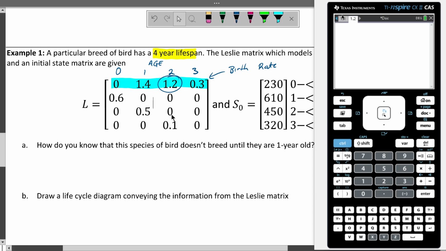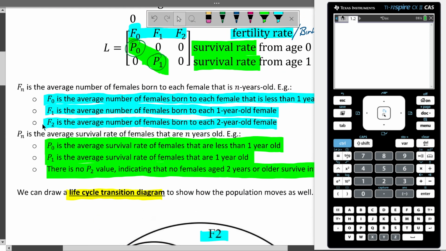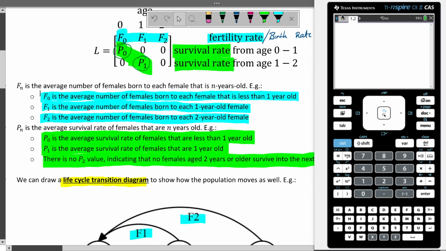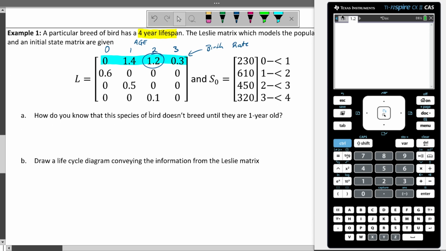Remember, you don't have to memorize that. You just have to come up here, and I may have said it a little bit differently, but the gist would have been the same. You could have said something like this: F of 2 is the average number of females born to each 2-year-old female. So if you ever got a SAC or an exam question, I would be referring back to these if it asked you to interpret certain elements there.